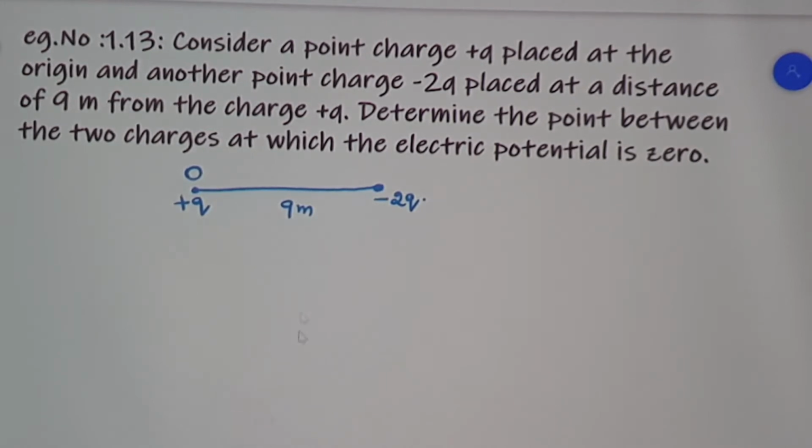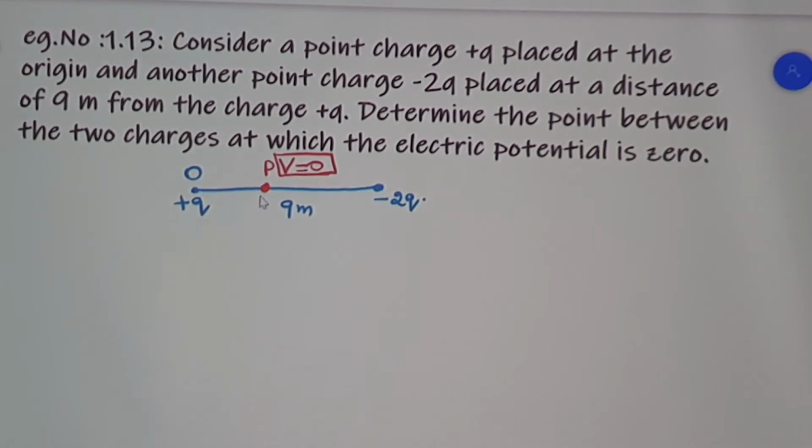So what I am doing is, I am taking a point P in between the two charges. And I am assuming that at this point the potential V is equal to 0.